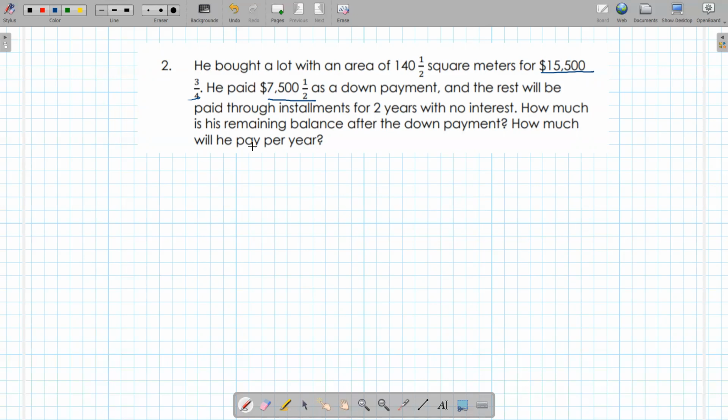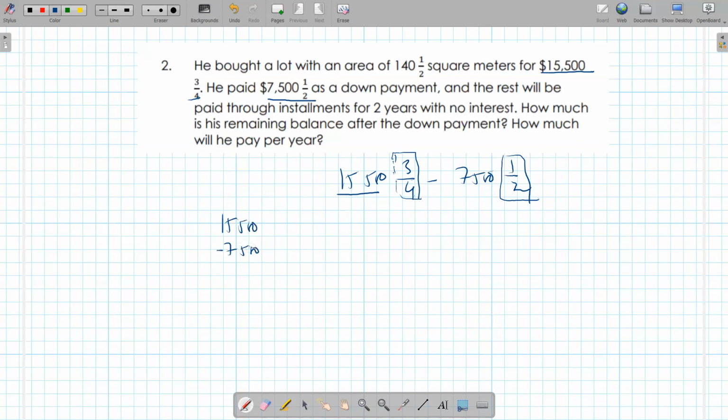So you just subtract. 15,500 and 3/4 minus 7,500 and 1/2. How do you subtract them? Should we open them? No, don't do that. Step one, compare this with this. Is 3/4 bigger than a half? Yes, it is. So we don't have to worry about borrowing one. So we can just do 15,500 minus 7,500.